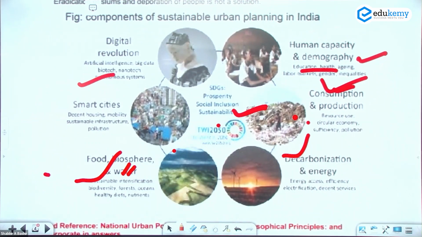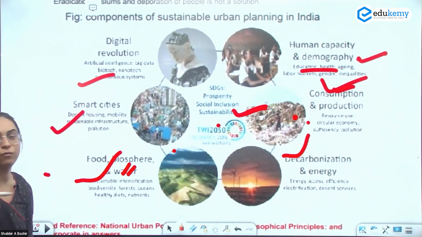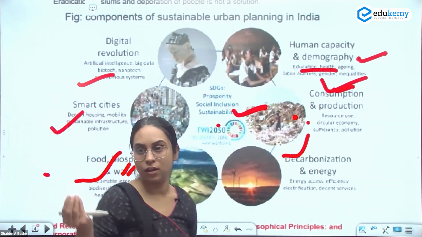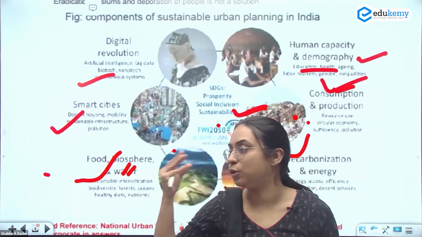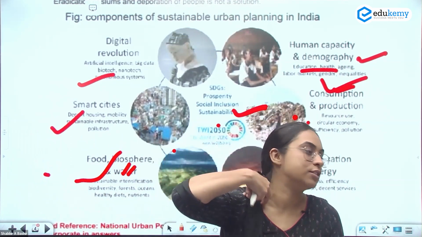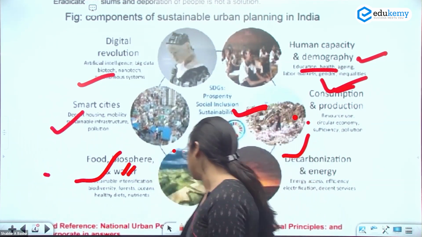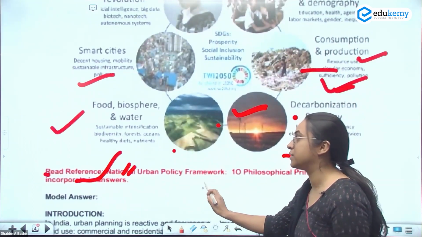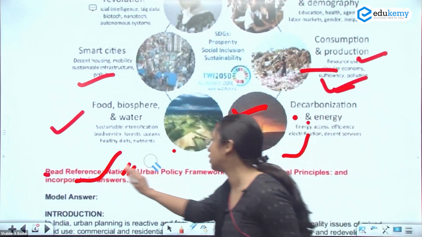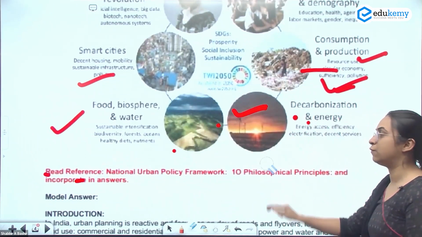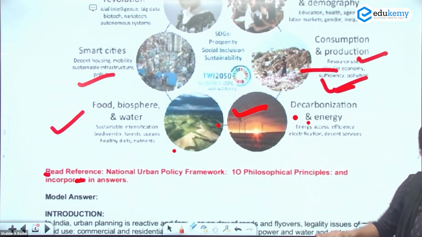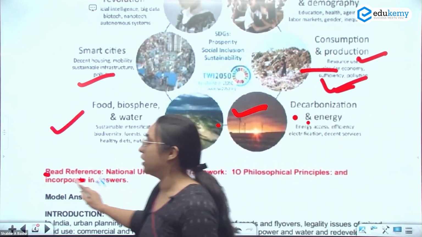We talk about smart cities, the 4-5 principles of the cities: the principle of sustainability, principle of resilience, principle of clean city, principle of the smart city. Okay? So these all are the principles. The reference can also be the National Urban Policy Framework. There are 10 philosophical principles. You can incorporate them in your answers.